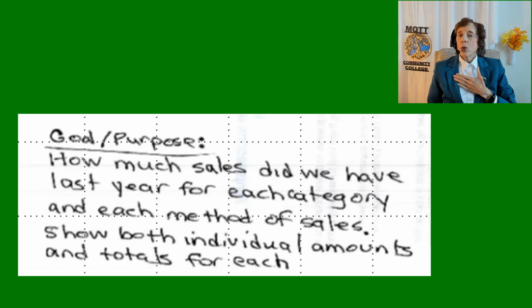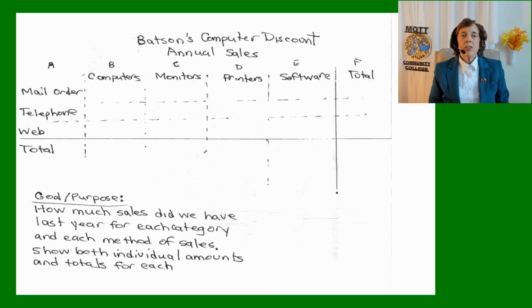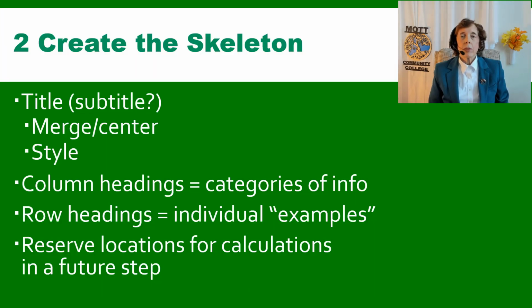So my goal of my spreadsheet is how much sales did we have last year for each category of computers, my computer sales company, we sell computer stuff, and for each method of sales. So we sell in person, we sell online, and so on. Okay, and then I want to know the individual amounts and the totals. Ready to start making the spreadsheet.